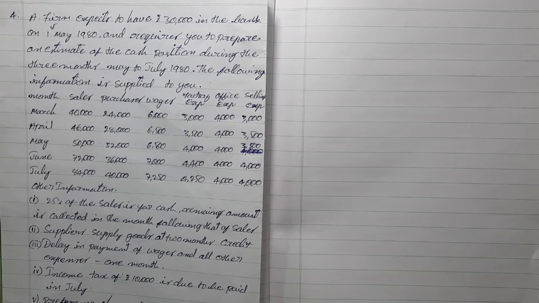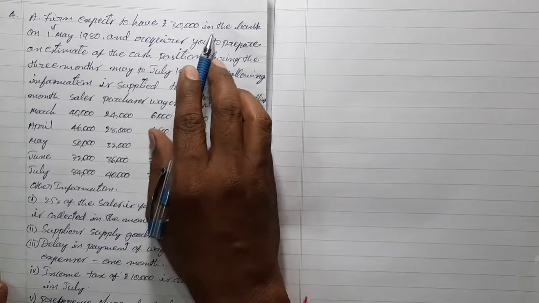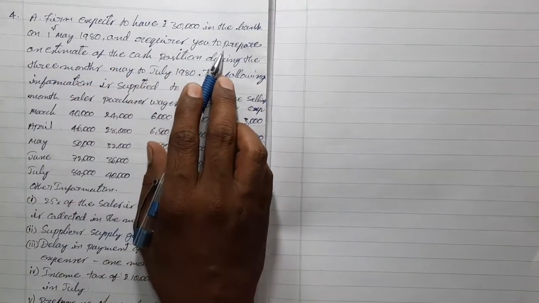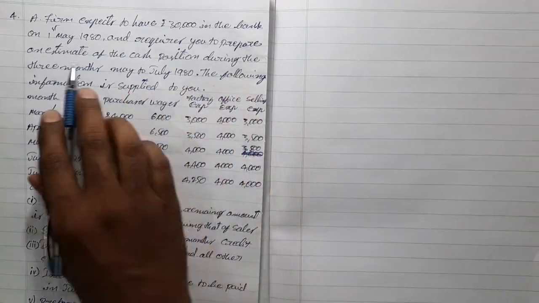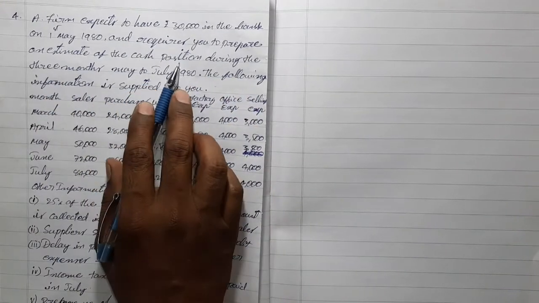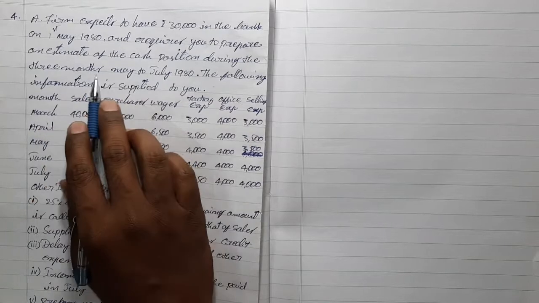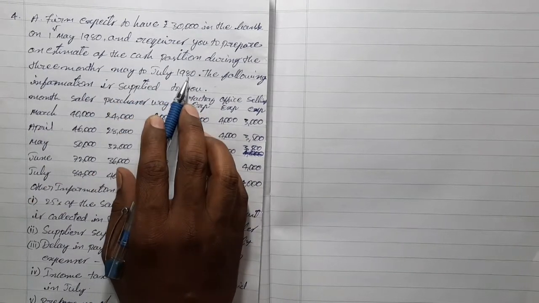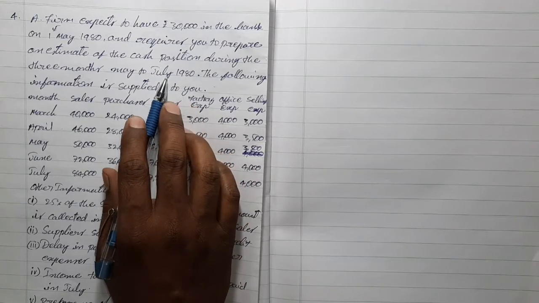Next from budget chapter, this next fourth question. A firm expects to have 30,000 in the bank on 1st May 1980 and requires you to prepare an estimation of the cash position during the 3 months May to July 1980. Okay, that is, we should prepare 3 months of the cash budget.